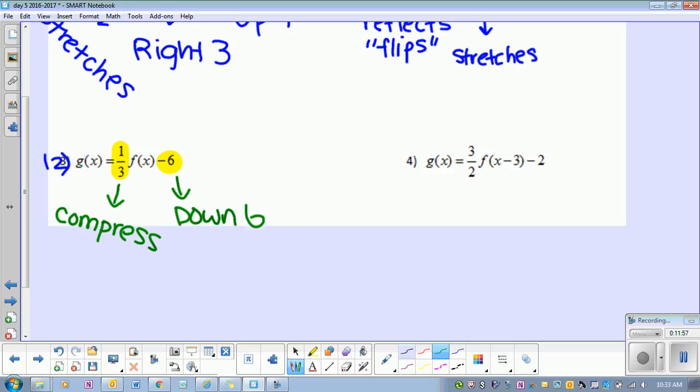All right, so I want you guys to look at the next one. Try this one on your own. I want you to write down the 3 transformations and tell me what they are, okay? All right, we're ready.